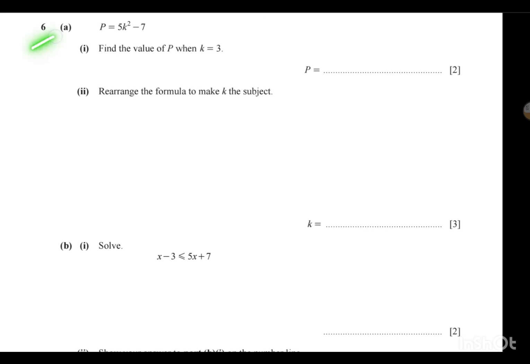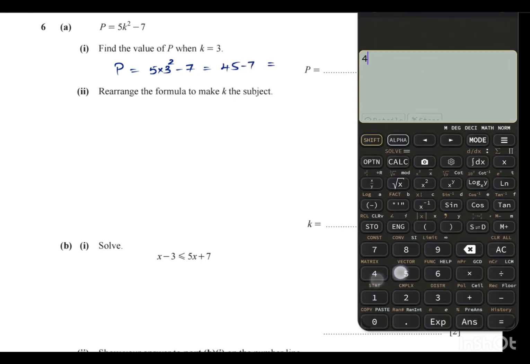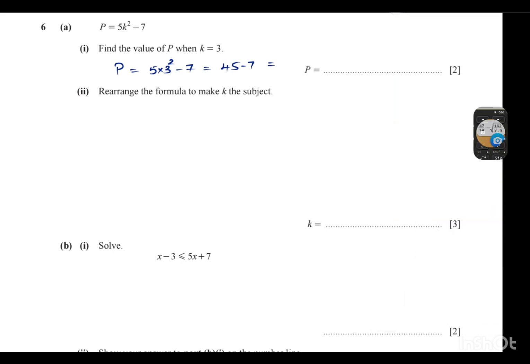Question number 6. P is equal to 5k square minus 7. Question 6a, part 1: Find the value of P when k is equal to 3. So just do substitution here. P is equal to 5 into 3 square minus 7. 3 square is 9, so 5 9s are 45, minus 7. 45 minus 7 is 38. So this is the answer.